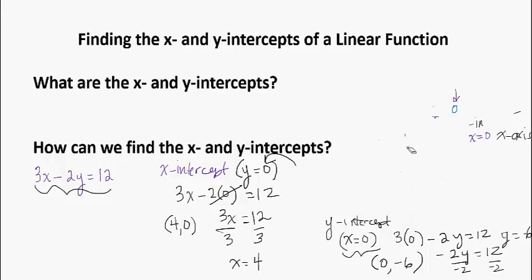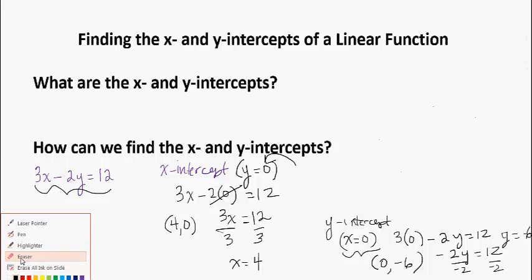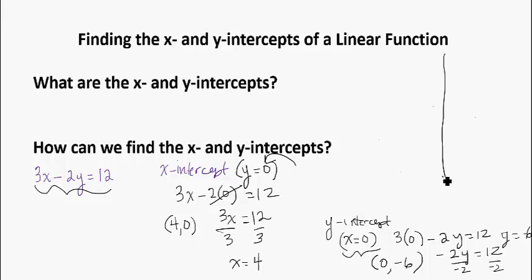So if you were actually asked to graph this linear function, again, it's in that form ax plus by equals c, where a and b are not both 0. You can graph it based on what we talked about in class the other day by making a table of 3 values, or you can find the x and y intercepts.